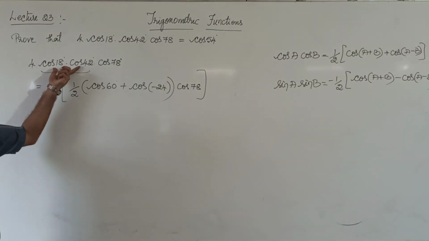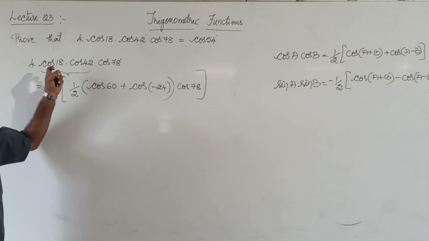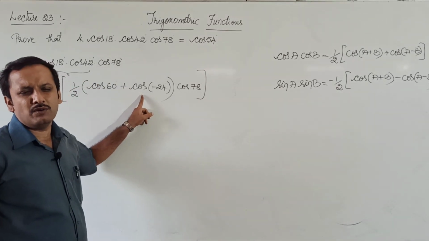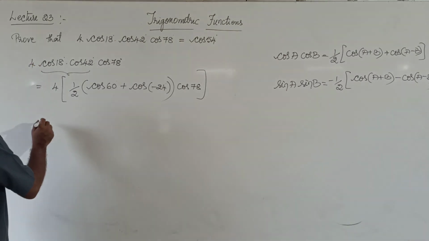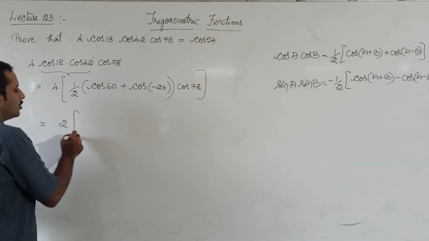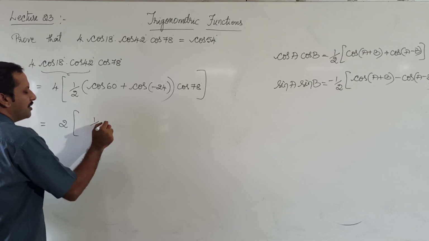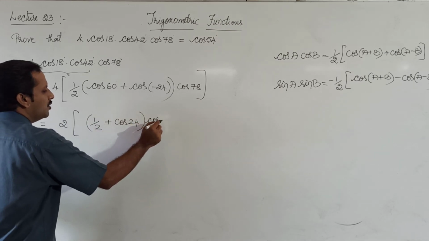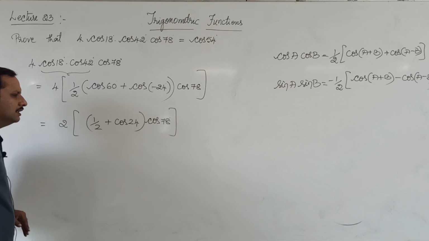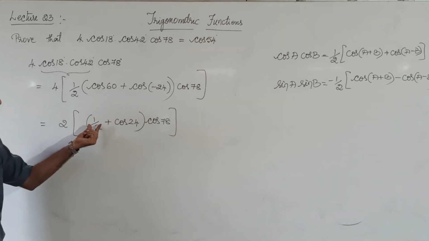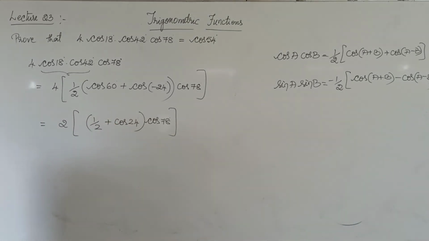Between these two I have used the formula cos A cos B. Cos A cos B is equal to 1 by 2 into cos A plus B, that means 18 plus 42 will give you 60, plus cos A minus B, 18 minus 42 will give you minus 24. Okay, then here this 1 by 2 I will take out, so 2 ones are 2, 2 into cos 60 degree. What is its value? 1 by 2. Cos of minus 24 is the same as cos 24. So cos 24 degree into cos 78 degree. Now don't cancel this 2 and this 2, because this 1 by 2 is only for this factor, not for this. So you cannot cancel it now.